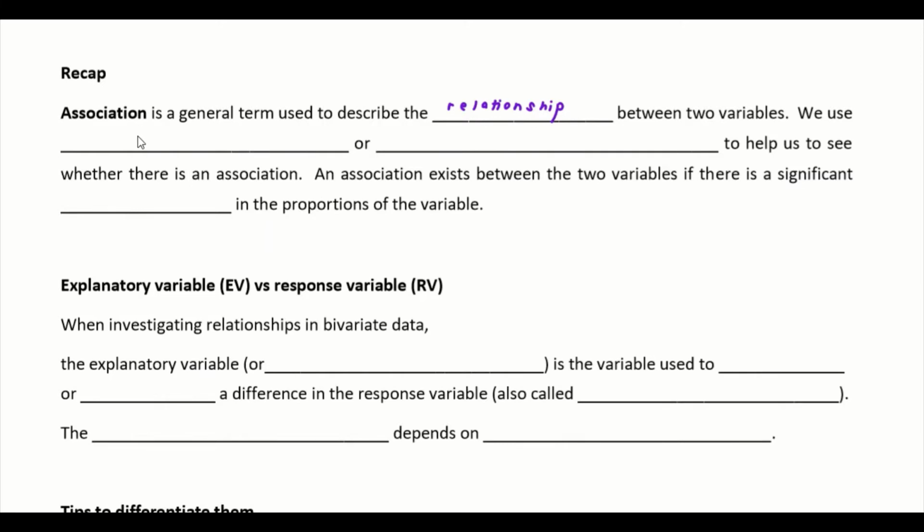To identify whether there's an association or not, there's a useful tool called the stacked column graph. Sometimes in your textbook, they use the term proportional column graph. They are both the same thing, just with a different name, to help us see whether there's an association or not. If there is an association, we can observe a significant change in the proportion of the variable.